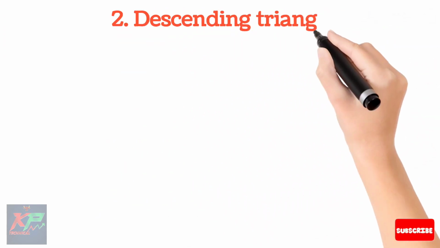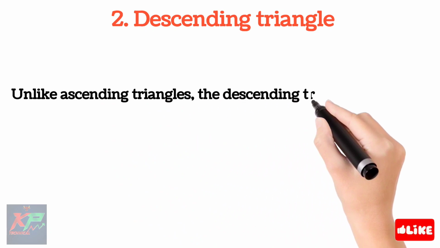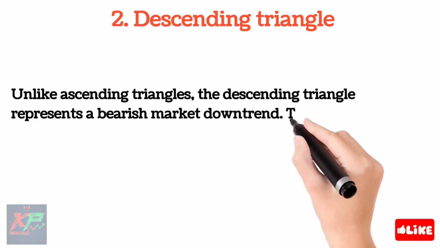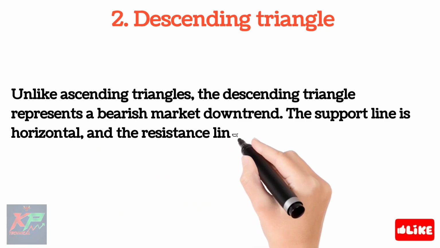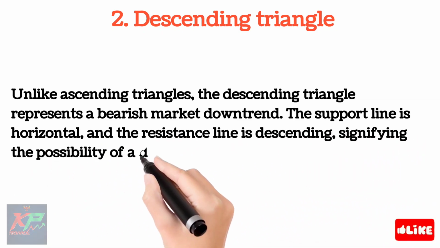2. Descending triangle. Unlike ascending triangles, the descending triangle represents a bearish market downtrend. The support line is horizontal, and the resistance line is descending, signifying the possibility of a downward breakout.